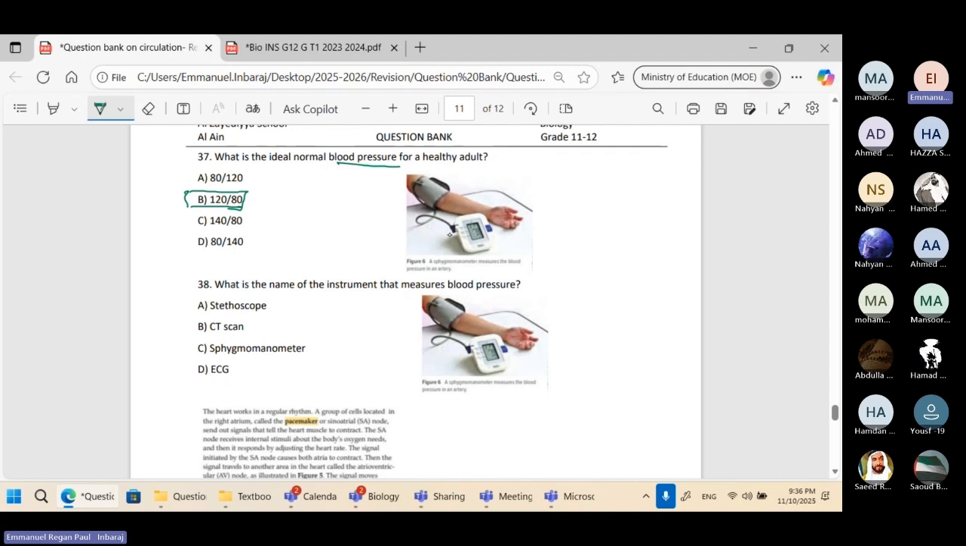And what is the name of this machine which measures blood pressure? It's called the sphygmomanometer. This is the name of the machine. Okay, don't forget, just remember the name of the machine is sphygmomanometer. And what is the reading? 120 by 80.